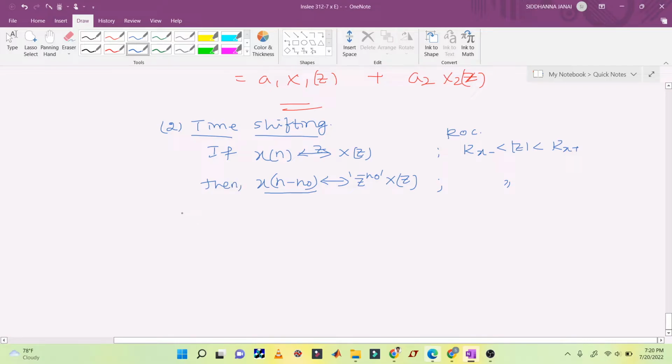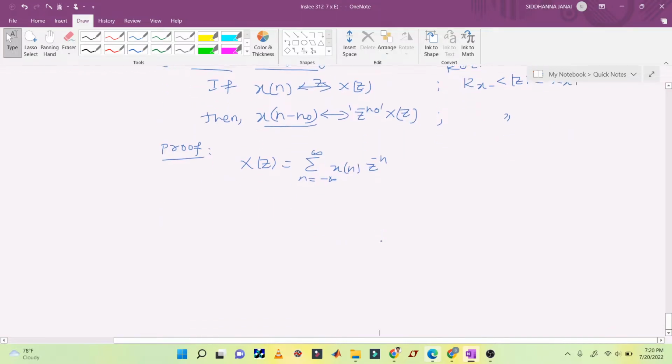Okay, this is the statement. Now let us move to the proof part of it. So we know that what is X(z)? X(z) is equal to the summation from n equal to minus infinity to plus infinity of x[n] z to the power minus n. Correct?